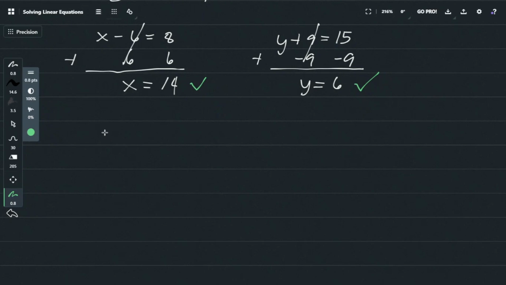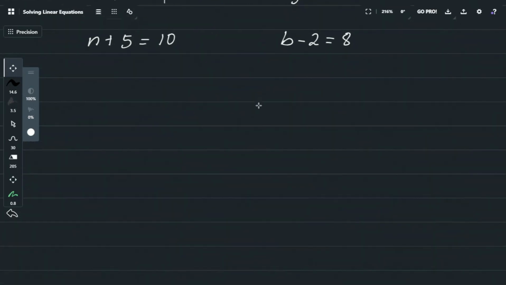Try this for yourself. We have n plus 5 is equal to 10, and also b minus 2 is equal to 8. Feel free to pause this video.